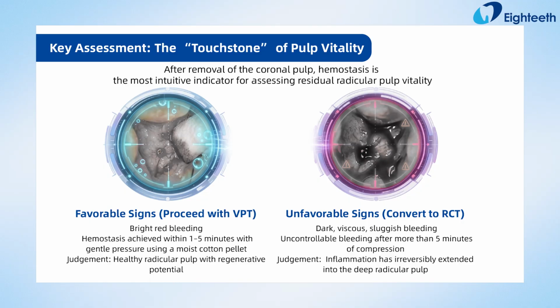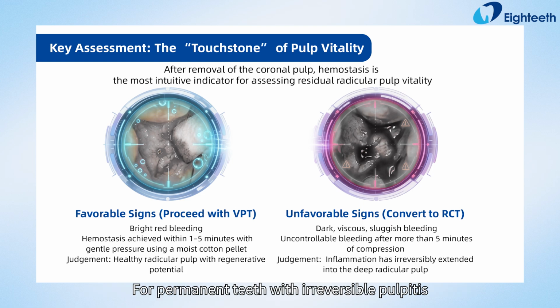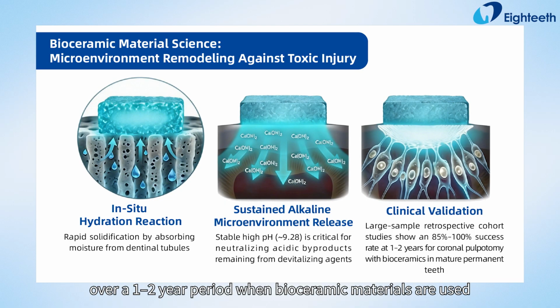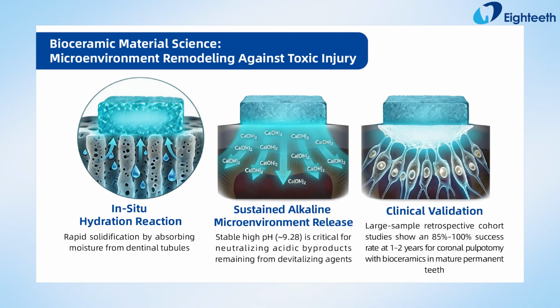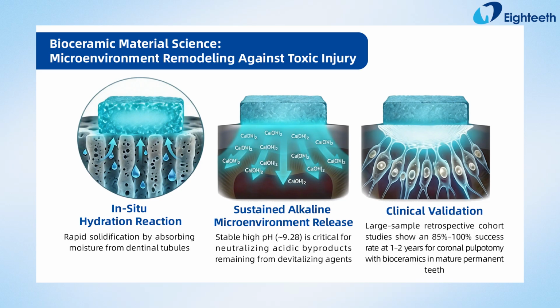When chemical toxins are introduced into the pulp chamber, for permanent teeth with irreversible pulpitis, clinical trials and retrospective studies show success rates ranging from 85% to 100% over a 1 to 2 year period when bioceramic materials are used. A study using bioceramic materials to treat 28 permanent teeth shows, during a 12-month follow-up, 100% remain asymptomatic and 92.8% form a visible calcified bridge. This indicates that the material is highly reliable.